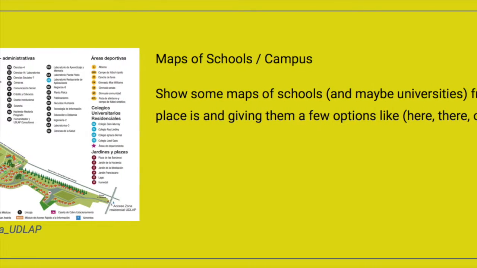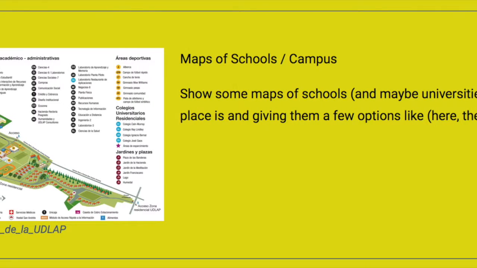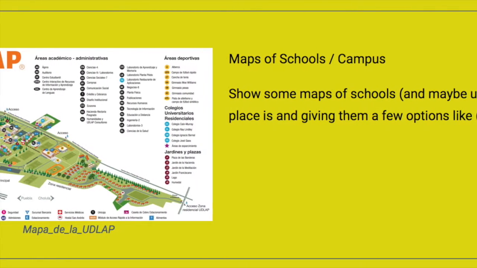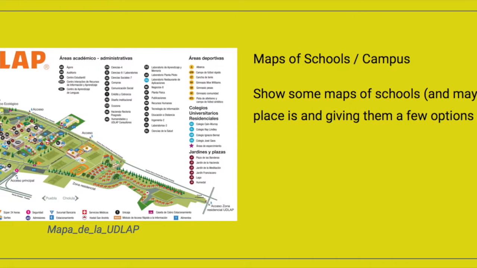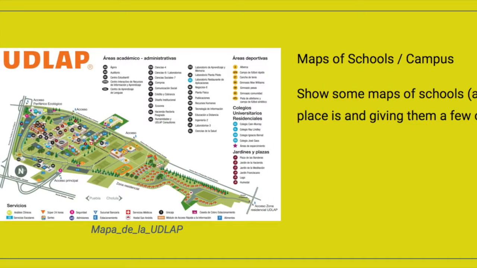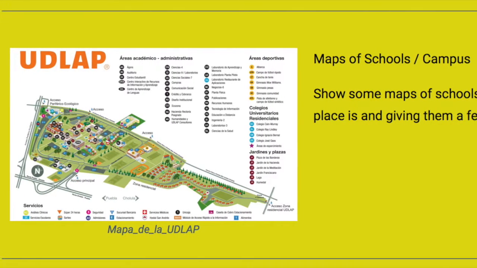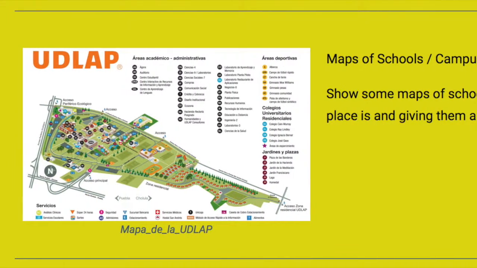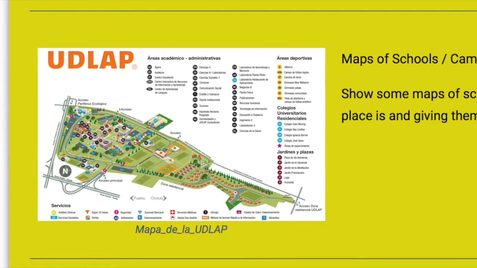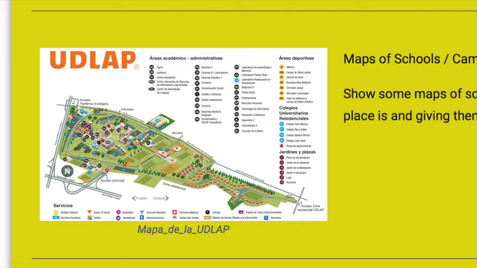But then showing them this map, I could ask them questions like, where is the cafeteria? And give them some simple ways to answer, such as on the left, or to the right, at the top, at the bottom, or maybe even northeast, southwest. But giving them some simple answers so we can build on that in the next activity.